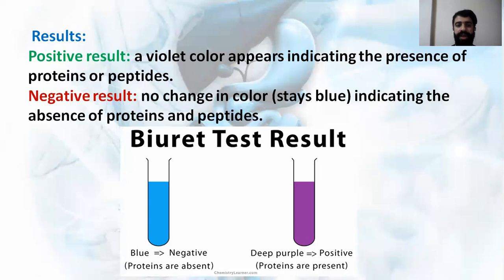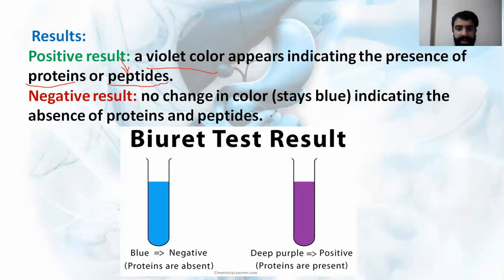If it's a positive result, we will have a violet color. This violet indicates the presence of proteins or polypeptides, or even proteins and/or polypeptides. Here I said peptides is the same as polypeptides. While for a negative result, there is no change in the color. The color remains blue. This indicates the absence of proteins and/or peptides. So there are no proteins, no peptides. This is the negative result.